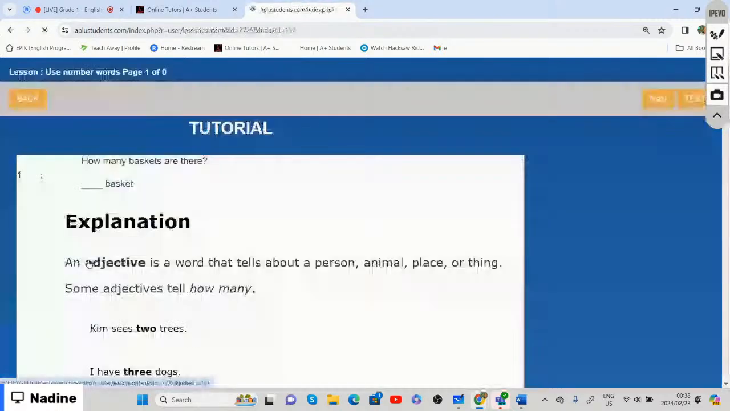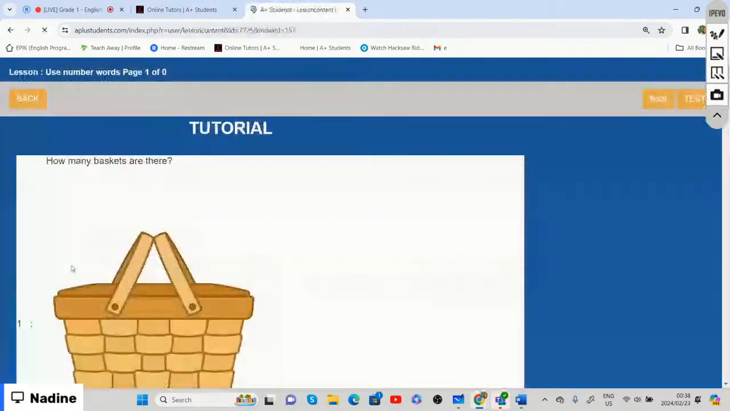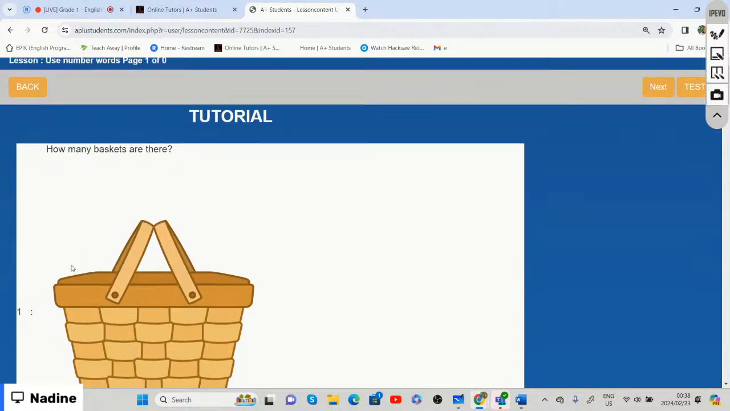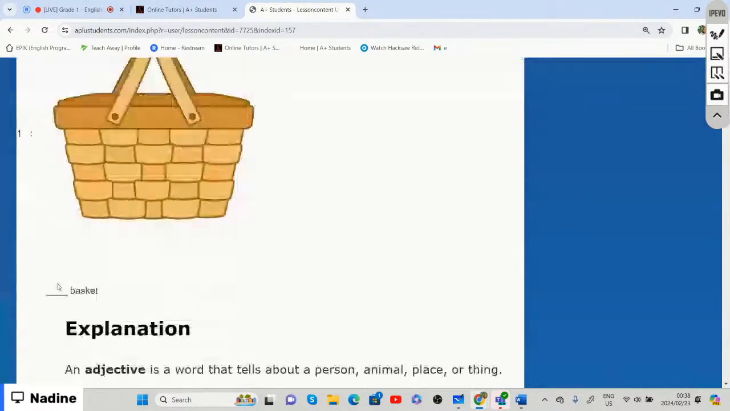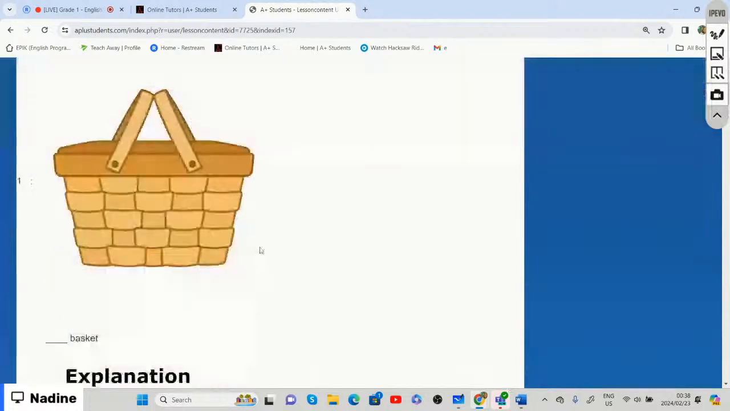So now we're going to use number words. And when it comes to number words, remember I said an adjective tells you either what kind or how many. So how many can be described in numbers. You don't even have to give a specific number. You can say things like several, some, many, a lot. That will also describe something and tell us how many. So if we look at this, how many baskets do you see?